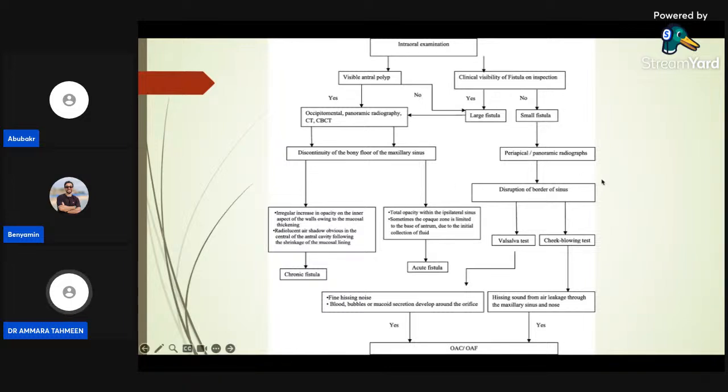So if you see disruption of the border of the sinus, then the cheek blowing test and Valsalva test are carried out to rule out the presence of oroantral communication. During the Valsalva test, if you find a fine hissing noise, bubbling of the blood into the oral cavity, that means there is an oroantral communication. And during the cheek blowing test, if there is a leakage of air through the maxillary sinus and nose, then that confirms the presence of oroantral communication and fistula.